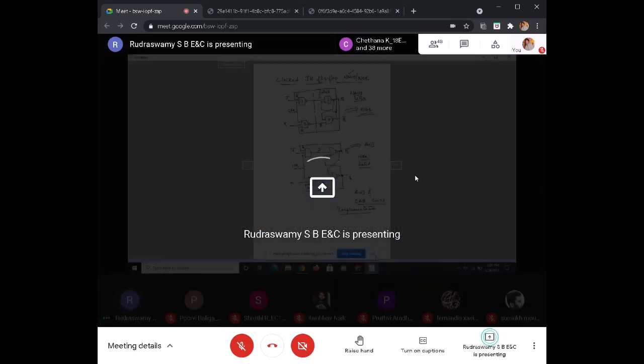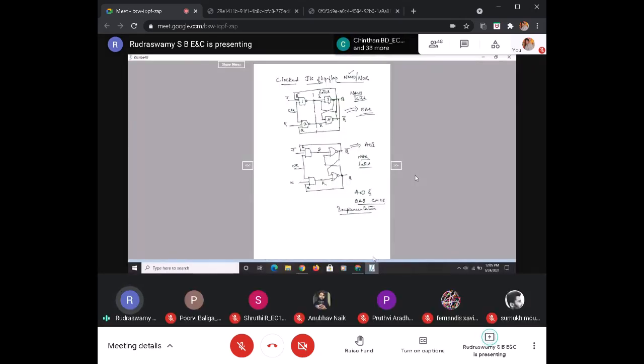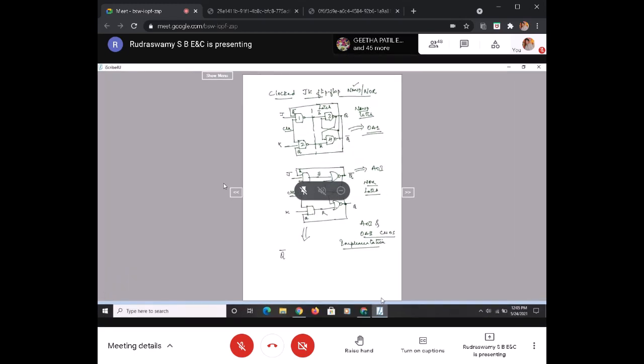For example, if I go with this clocked JK flip-flop using the NOR latch, Q bar is given straight away at this point. I call this point A and this point B. Point A is an AND of J, clock and Q bar, and point B is an AND of K, clock and Q. So this is Q and this is my Q bar.